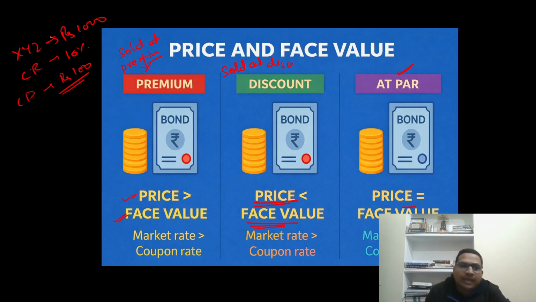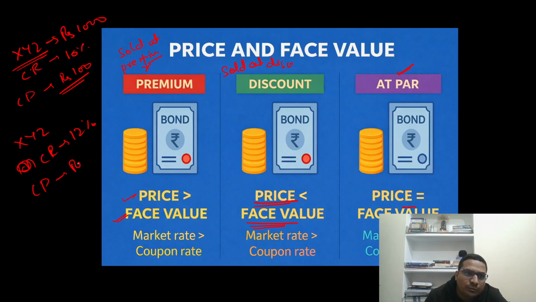Okay. Now let's say this XYZ bond, after 1 year, the market interest rate increased. Now the coupon rate has increased to 12%, so the coupon payment will increase to rupees 120. The old bond which you are holding has a cost of rupees 1,000 and gives you a return of 100 rupees per year. But now, by investing the same 1,000 rupees, you are getting 12% interest, that is rupees 120.